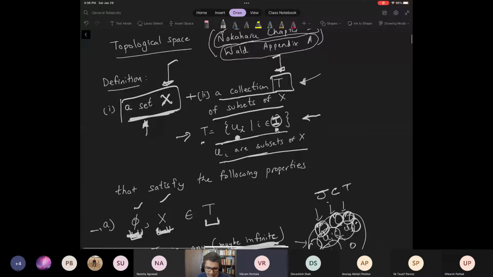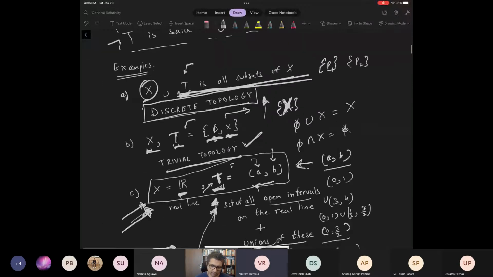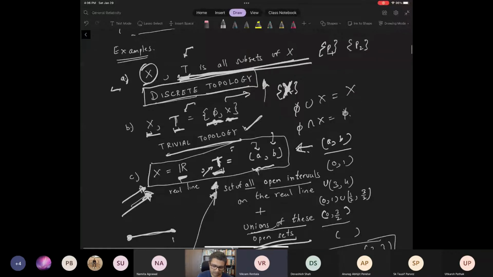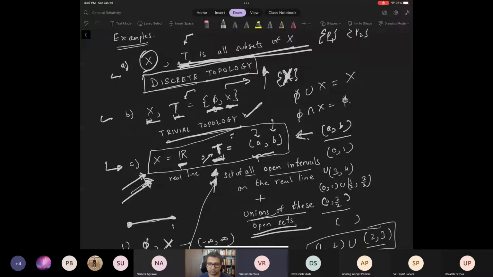And we've seen a few examples of different types of topology. We had the discrete topology, and we had the trivial topology, and then the one that we're going to be interested in is the usual topology on R, which can be extended to a usual topology on Rn. So for example, if X was the real line, T was the set of all open intervals on the real line and the union of all such open sets.